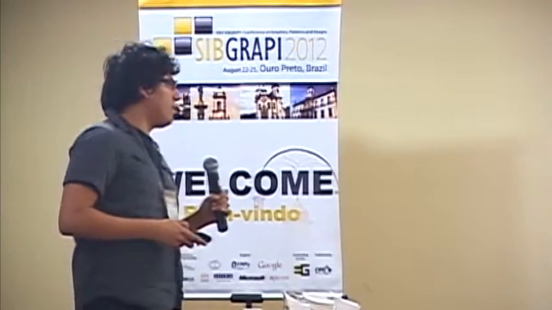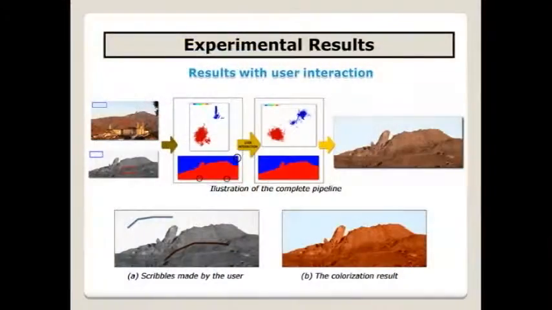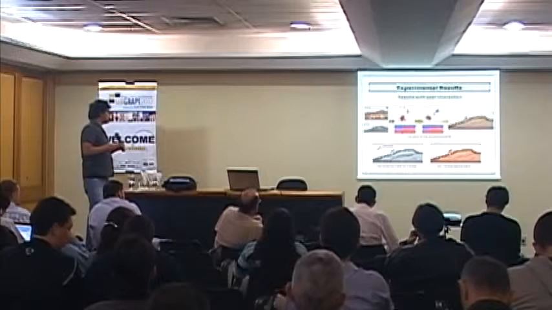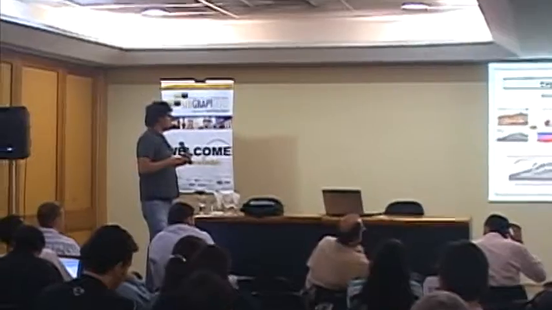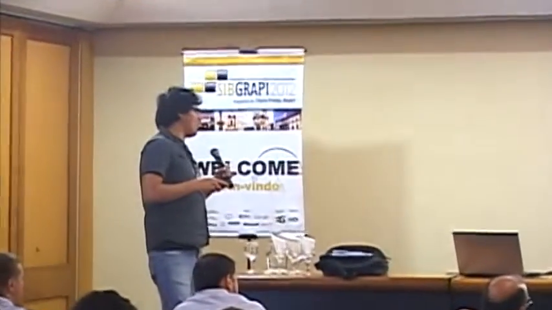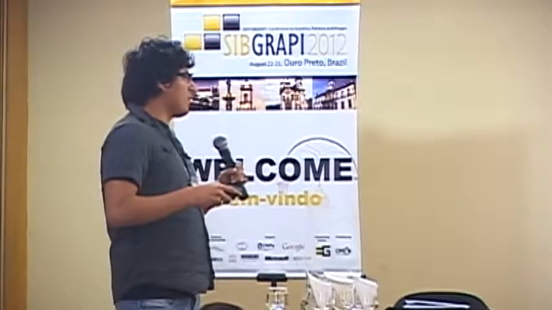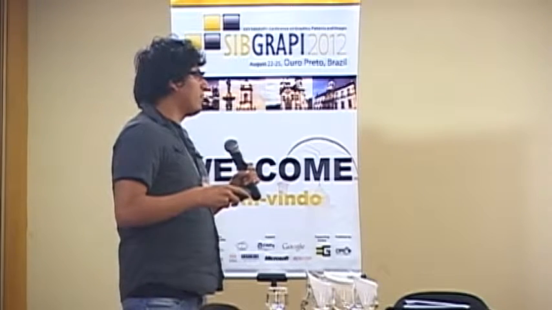Okay, in the case of the result with the user interaction, we are taking this image as a source, this image as target. We have the multidimensional projection, and after that we have some points that are clustered in a wrong cluster. After that, the user has to interact with the multidimensional projection in order to improve this segmentation.